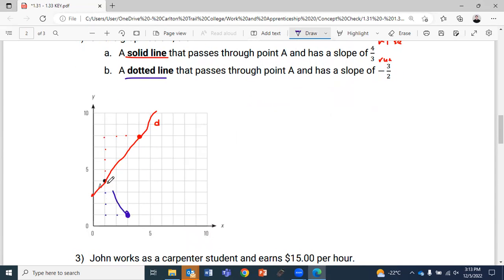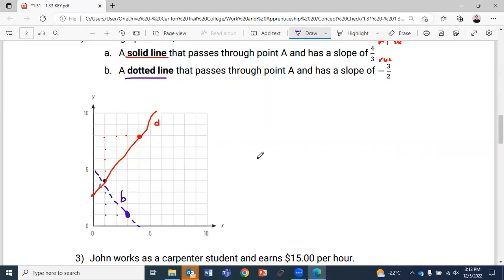So now all I do is I connect these 2 points with a ruler. Sorry, this should be a dotted line. So this should be a dotted line. That's going to look something like this, right? That's a dotted line. Okay, and that is line B. So it should look something like that.